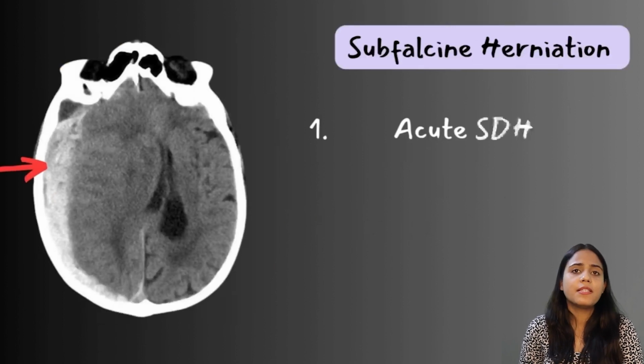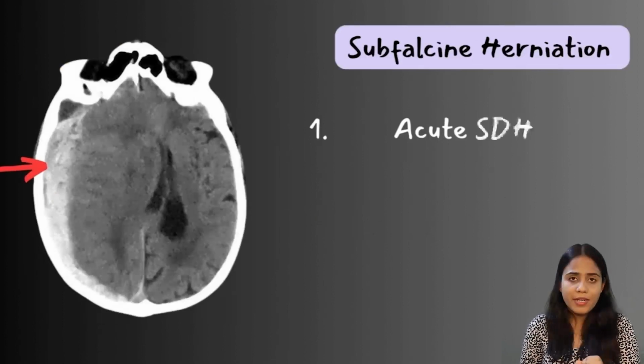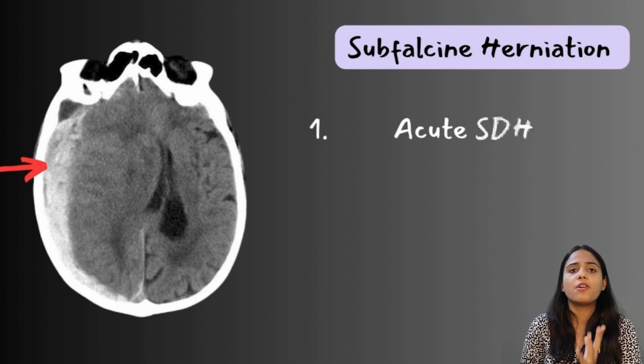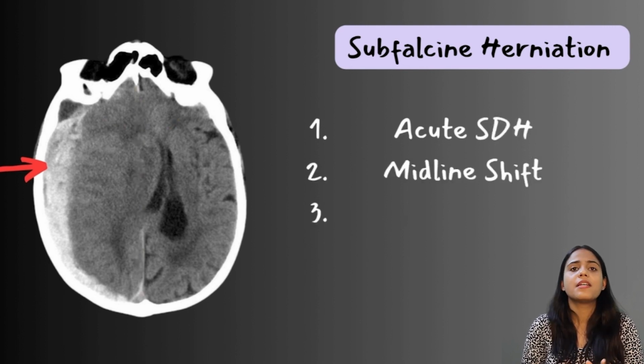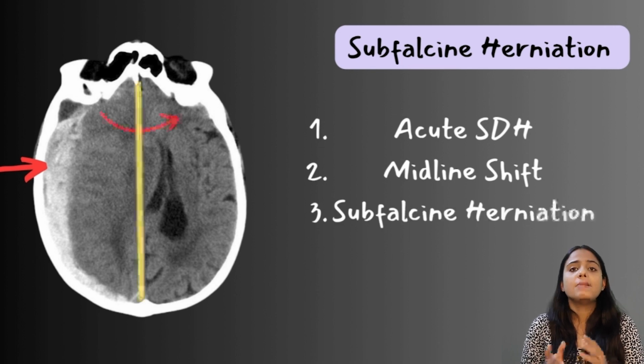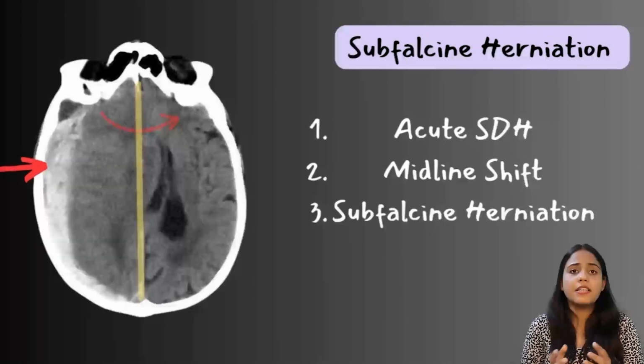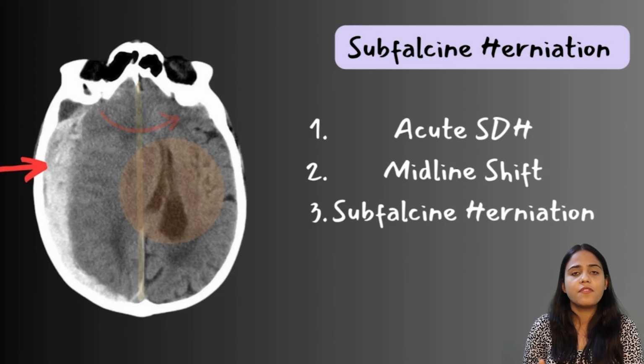In the CT picture, we see a large crescentic hyperdense collection in the right lateral convexity, an acute subdural hemorrhage, and a right to left midline shift along with subfalcine herniation. The ipsilateral lateral ventricle is effaced with contralateral dilatation of the lateral ventricle.